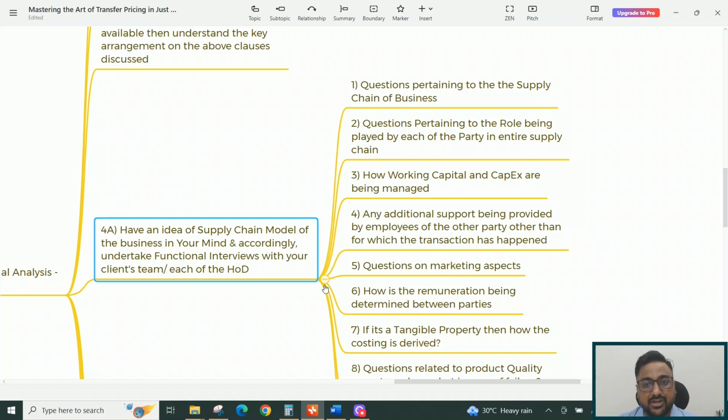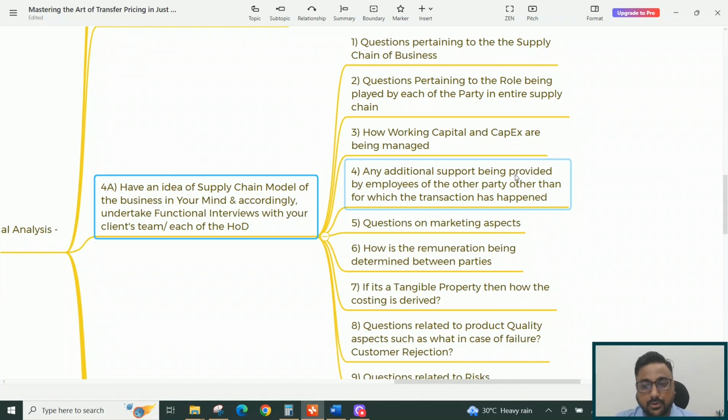So there could be questions pertaining to the supply chain of the business. Then there could be questions pertaining to the role being played by each party in the entire supply chain. We are going to understand practically how you should undertake the functional interview and what type of questions you should frame. Then how working capital and capex are being managed, and any additional support being provided by the employees of the other party other than for which the transaction has happened.